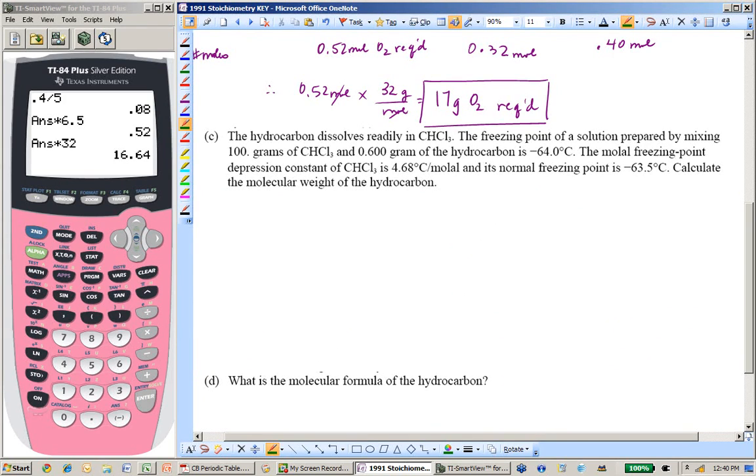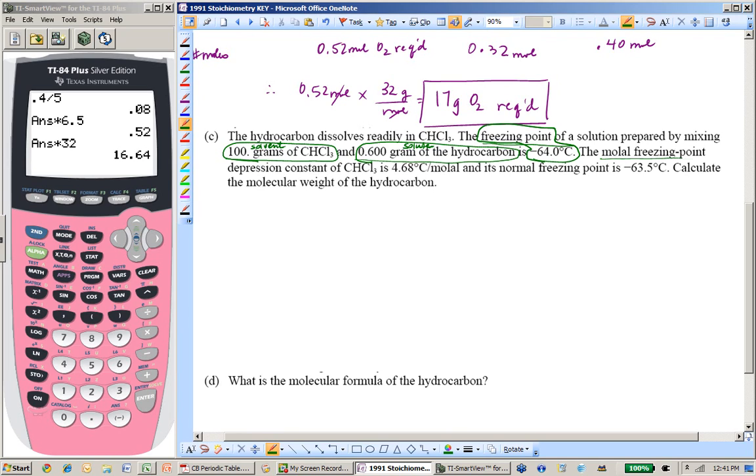So if you'll print that formula sheet off of our website, the WikiPage website, you will have it and you start shopping. And you would find something called the freezing point depression formula. So the hydrocarbon dissolves readily in CHCl3, the freezing point of a solution prepared by mixing 100 grams of this and only 0.6 grams of this. Okay, so when you make a solution, the thing in the smaller amount is the solute, and this is the solvent. Those are words you do know. And the freezing point is minus 64 degrees Celsius.